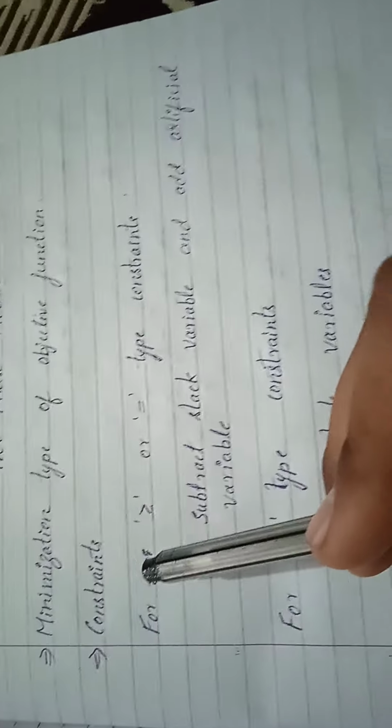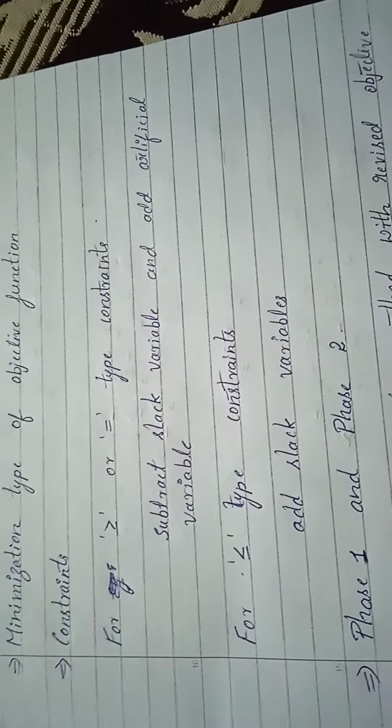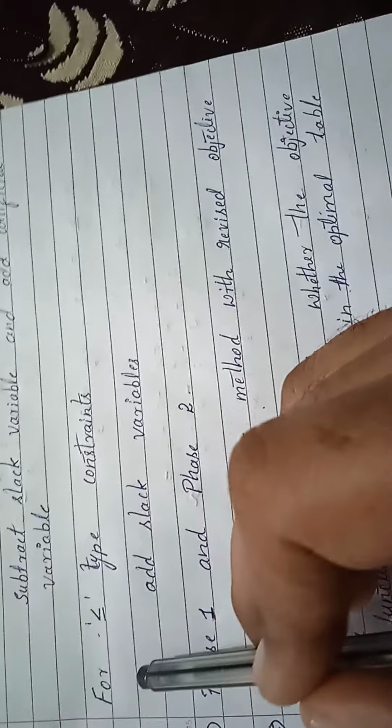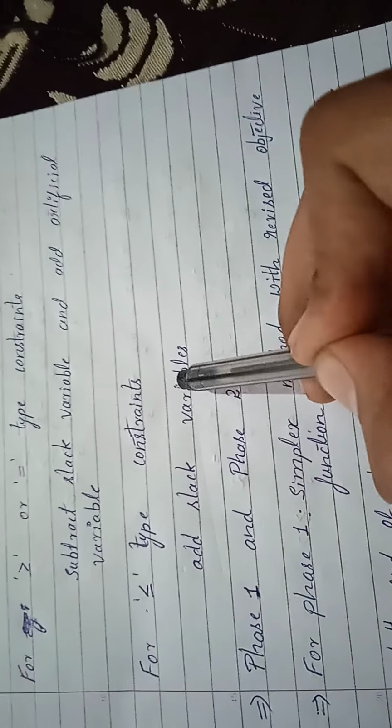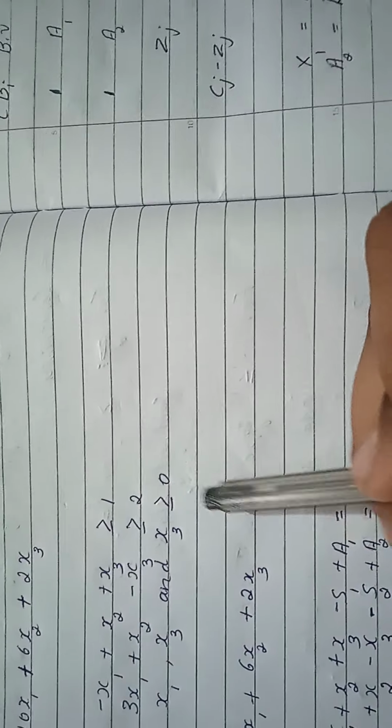Looking at the second point here, if we have a greater than or equal to type of constraint, we have to subtract a slack variable and add an artificial variable. If we had a less than or equal to type, we had to add only a slack variable, so there was no artificial variable required. Here we have only greater than or equal to, so we are going to subtract the slack variable and add the artificial variable.